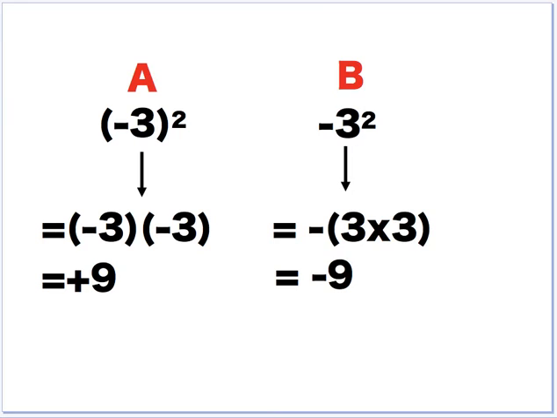In this case, the exponent belongs to the entire -3 because it's within brackets. In this one, the exponent only belongs to the 3. So this power 2 means -3 times -3, again, everything that's within the brackets. On this side, it's just 3 times 3, and then the application of the negative at the end of it. So remember that. When you've got brackets and an exponent, everything within the brackets gets squared. Without the brackets, only the number gets squared.